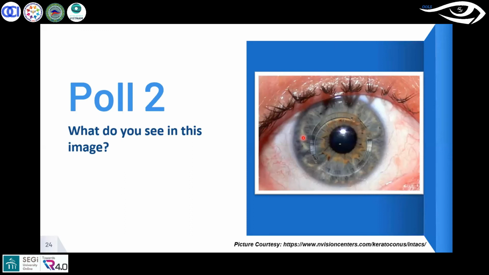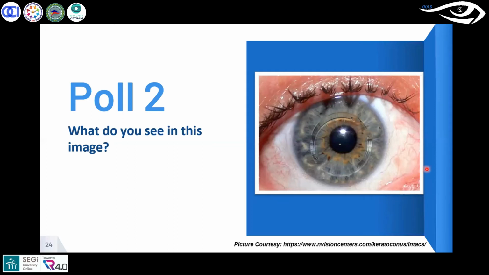Now we have come to the second poll. The basic question here is what you actually see in this image. So you can start giving your answers. Sir, you can launch the poll. Whether it is corneal collagen cross-linking, or corneal ring segments, or keratoprosthesis, or Osteo-Odonto-Keratoprosthesis.